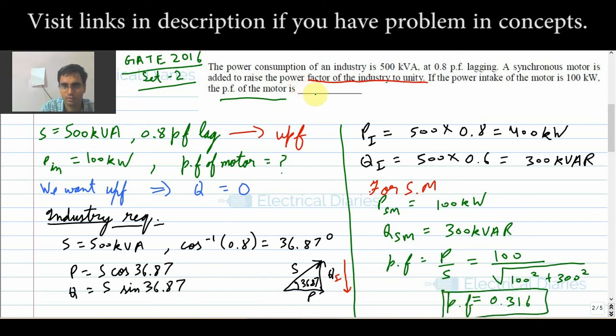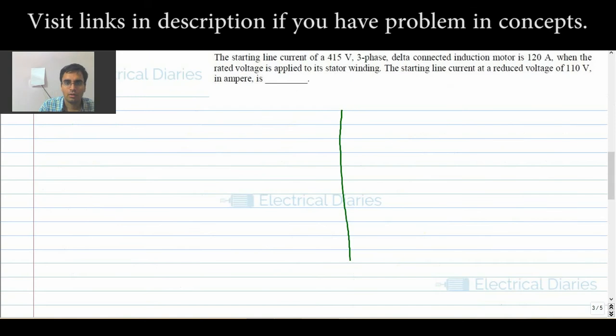See, always try to use your pen. First step is that you should start writing equations, and then only you will get the ideas. Now the next question is again GATE 2016 set 2. The starting line current of a 415 volt 3-phase delta connected induction motor is 120 amps when the rated voltage is applied to the stator winding. Find the starting line current at reduced voltage.